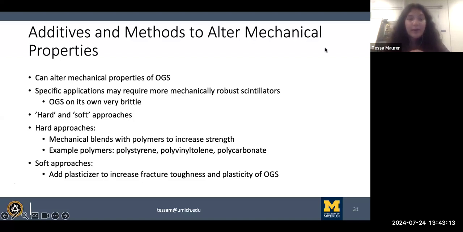So you can incorporate things like polymers to increase strength and hardness. You can also incorporate plasticizers to influence things like fracture toughness and plasticity. So they're both ways to make it more mechanically robust. One is going to increase the plasticity, a little more bendy maybe. The other is just going to make it more of a solid detector.